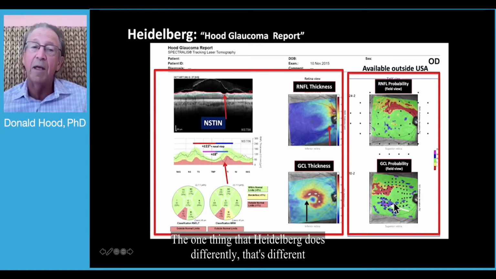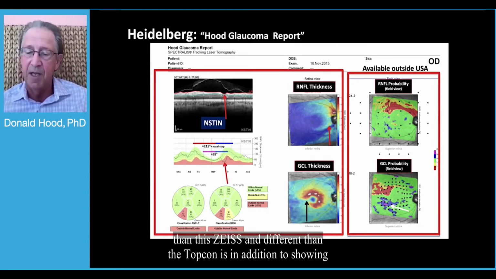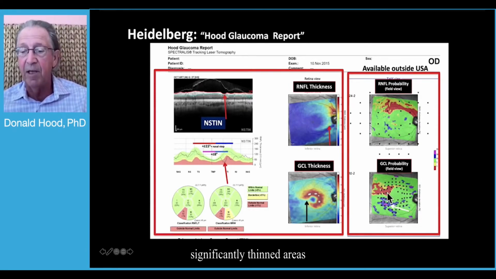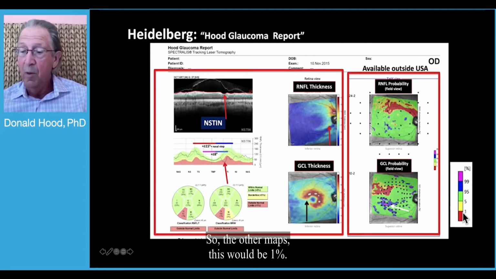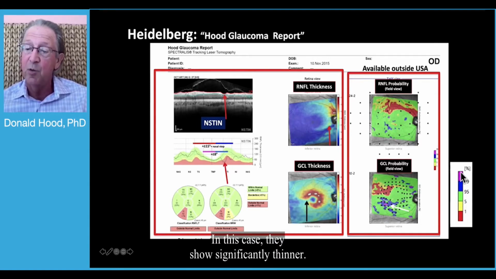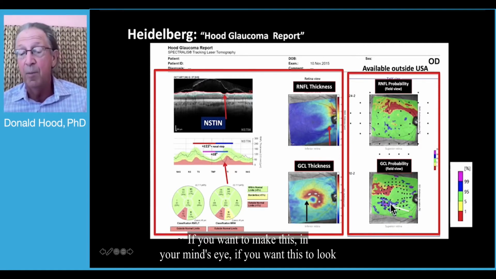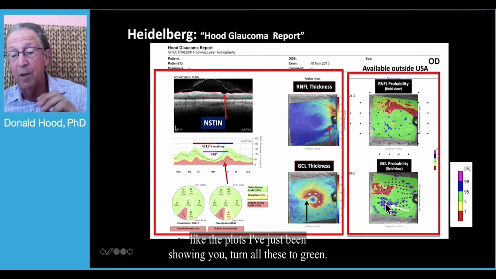The one thing that Heidelberg does differently that's different than the Zeiss and different than the Topcon is, in addition to showing significantly thinned areas, it shows significantly thick areas. So the other maps, this would be 1%, this would be 5%, and this would be 5 to 100%. In this case, they show significantly thinner. So if you want in your mind's eye for this to look like the plots I've just been showing you, turn all these to green.